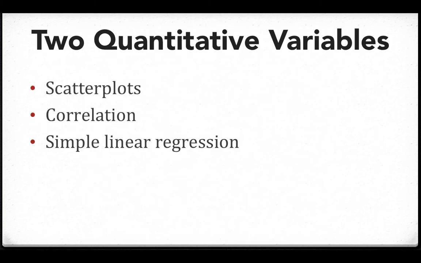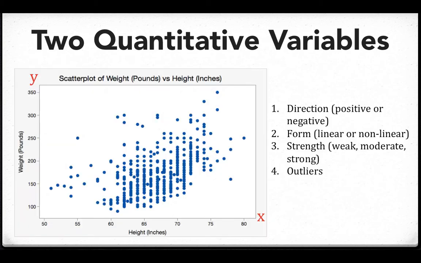For 2 quantitative variables, we could construct a scatterplot to display our data, and correlation and simple linear regression can be used to describe our data. Let's start by looking at a scatterplot. A scatterplot displays data from 2 quantitative variables. If you're working in a scenario where you have an explanatory and a response variable, the explanatory variable should go on the x, or the horizontal axis, and the response variable should go on the y, or the vertical axis.